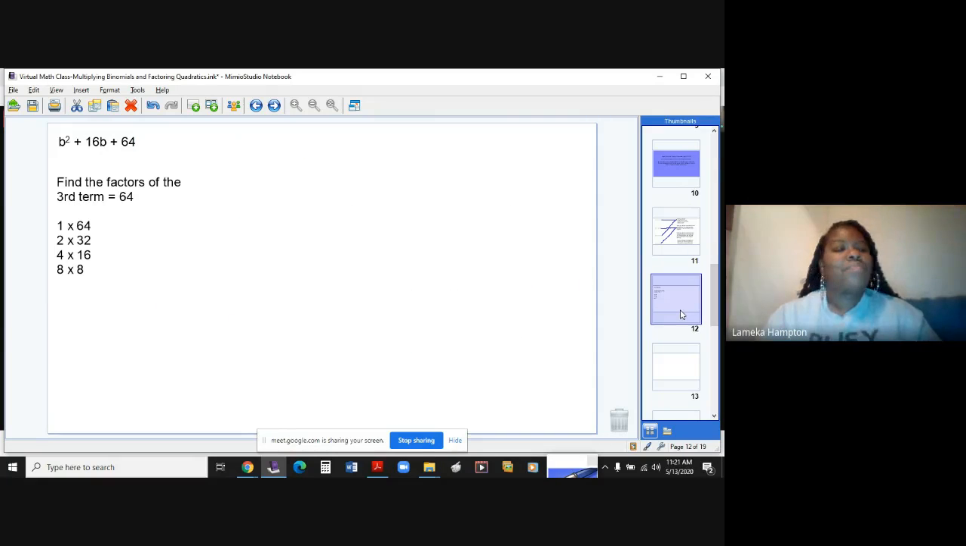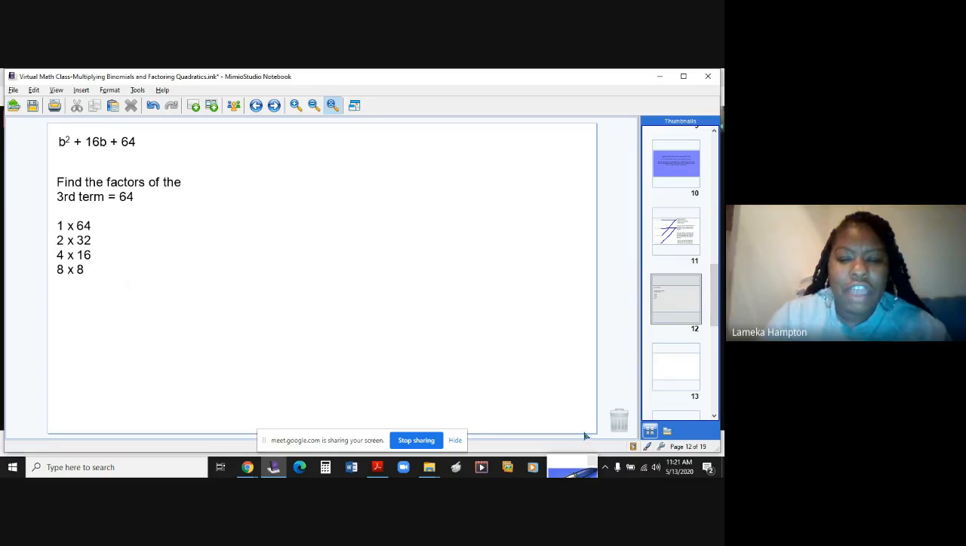All right. So for the first one, we said b squared plus 16b plus 64. Now, our first rule is to find the factors of the third term. My third term is 64, which is the number by itself. So I have gone ahead and put all of the factors of 64. Remember, factors are numbers that you multiply together, thus the multiplication sign in the middle. I'm going to lock these things so they won't be all over the place.